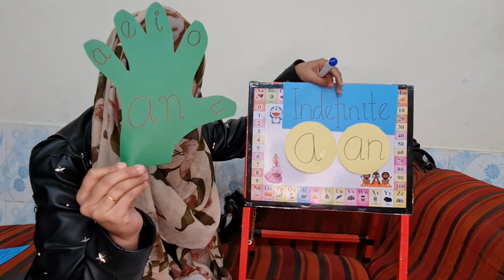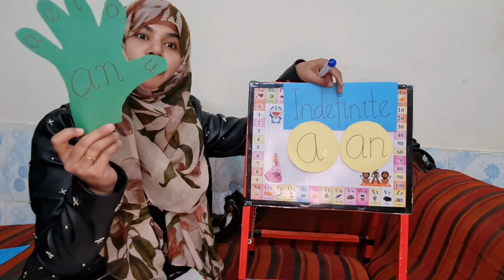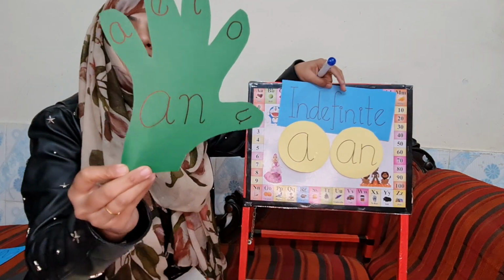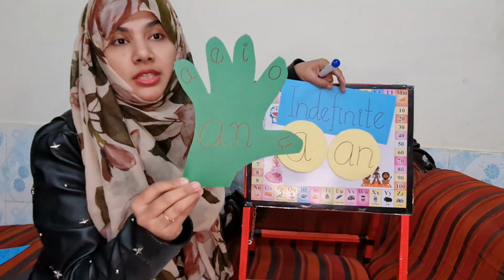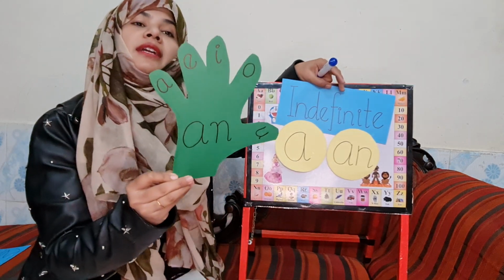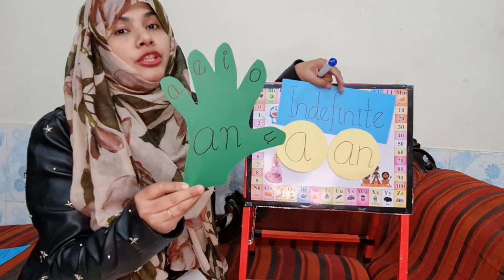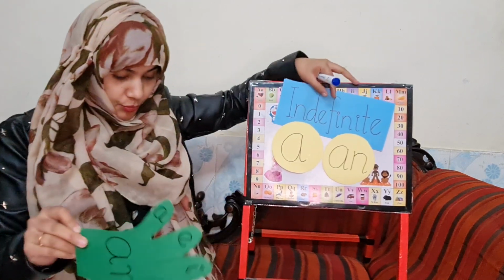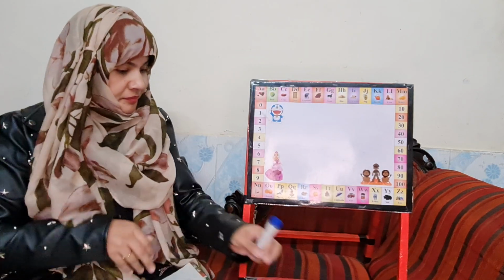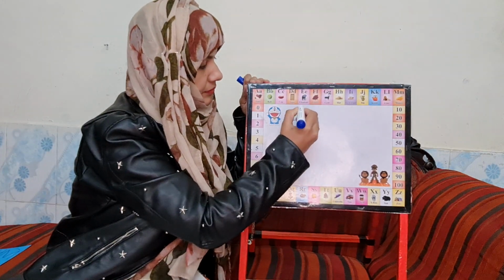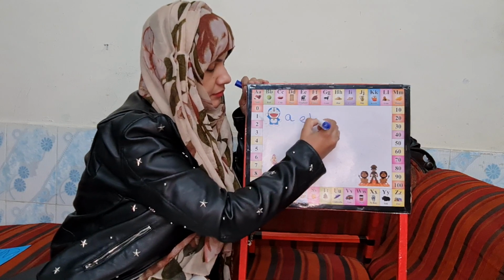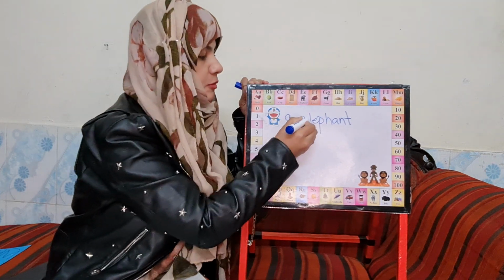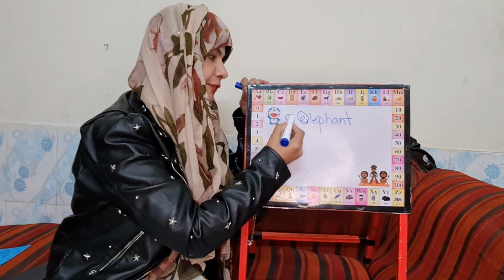Why have I made this hand? To tell you that there are vowels and we use an with vowels. Any word that starts with these five letters means it starts with a vowel, and we need to use an with these words. If I am gonna say E, what does it mean? Is it correct? E has been used. An elephant.